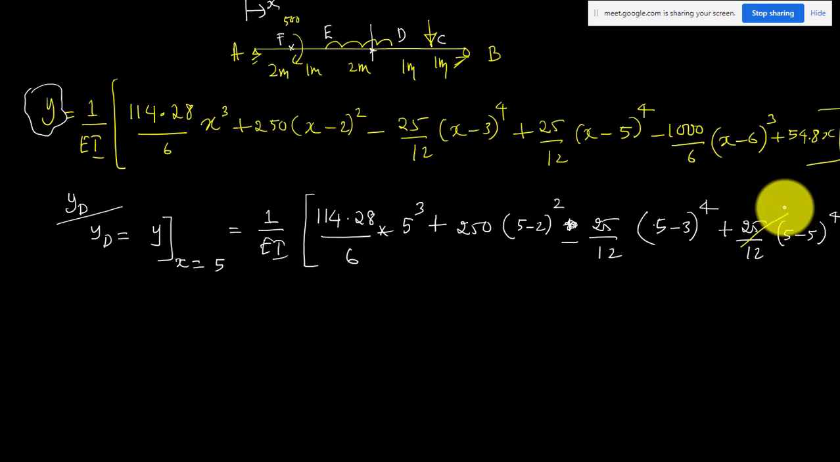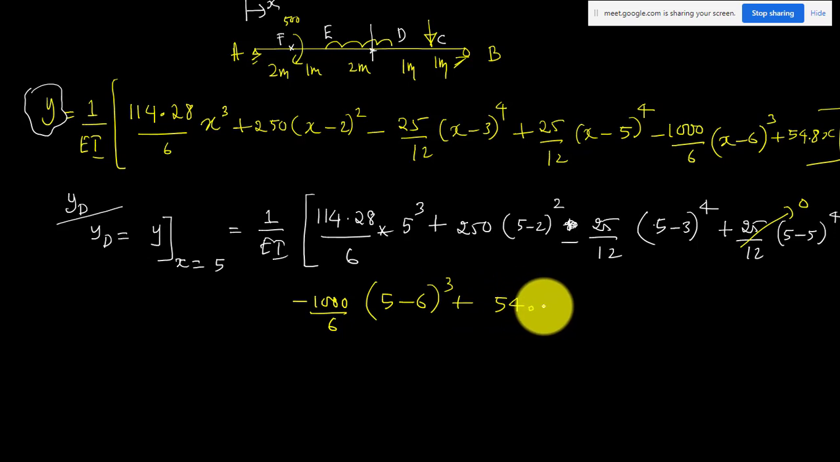After this, what is the next term? Minus 1000 by 6 into x minus 6. If we substitute blindly, it will become 5 minus 6 raised to 3. And plus 54.8 into x. Here x is 5 meter. So this is your deflection value.